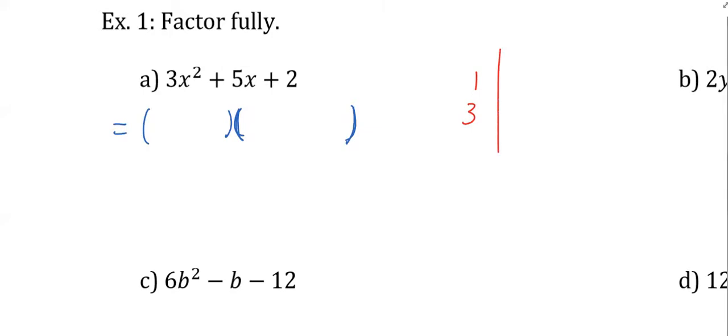Then we draw a line. Then we write out all the factors of the constant. So in this case, the 2. So 1 and 2. It's a good idea to do it in order to make sure you get all of them. We don't usually have a lot. There's a couple of examples in this lesson that have a lot, but usually you don't have that many.